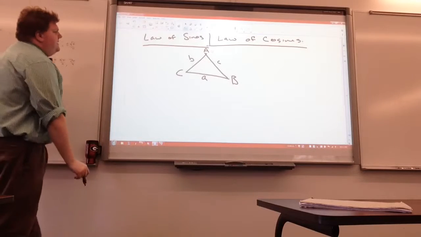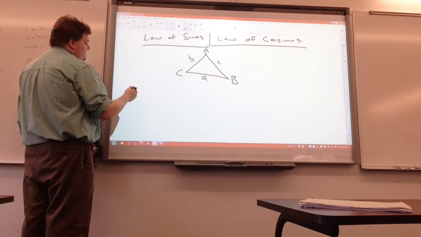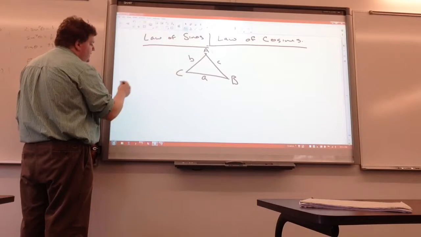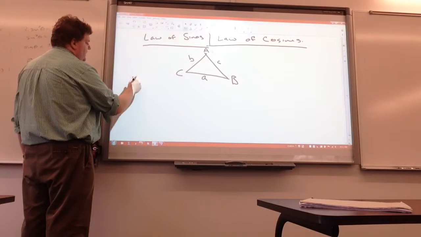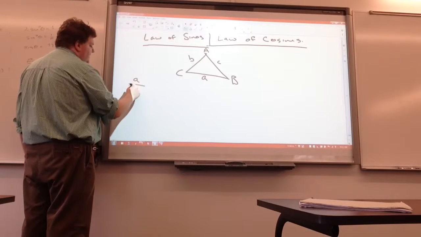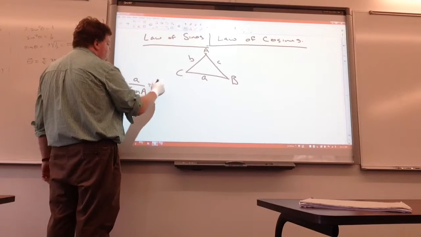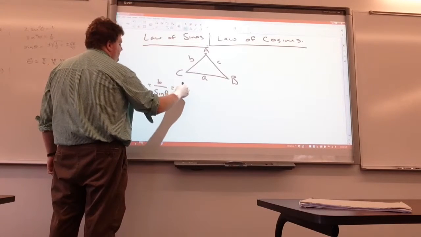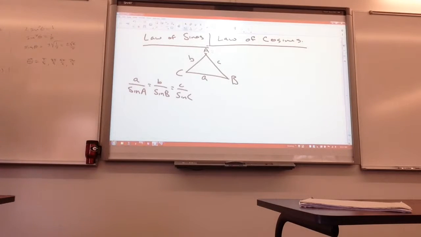The law of sines is probably the easier of the two to set up because it's really straightforward. What the law of sines says is that for any triangle ABC, such as this one right here, the relationship between the sides and the angles is as follows: side a divided by the sine of angle A is equal to side b divided by the sine of angle B, which is equal to side c divided by the sine of angle C. They're all equal to each other. They're all in ratio to each other.